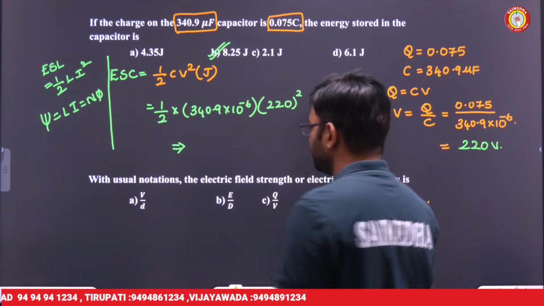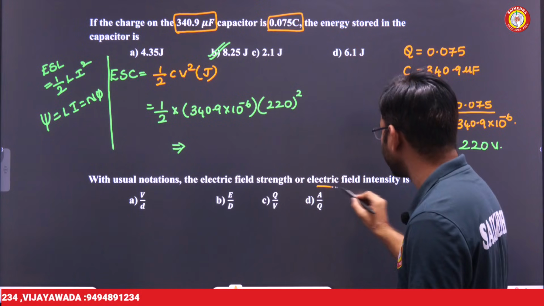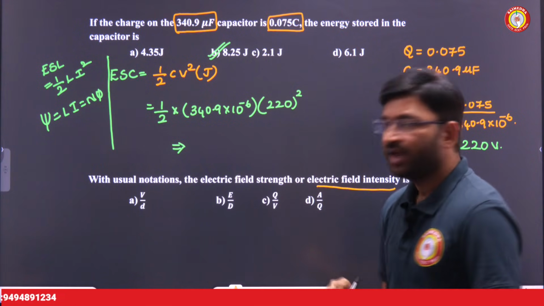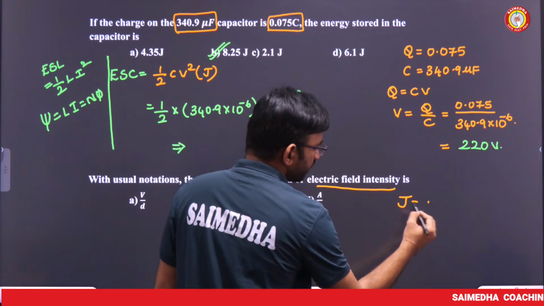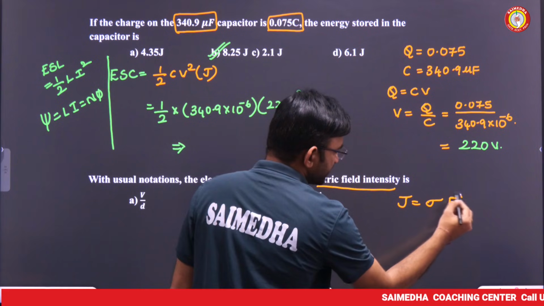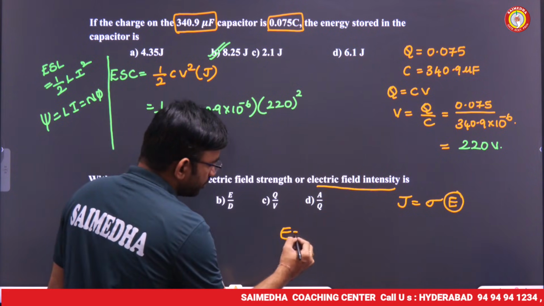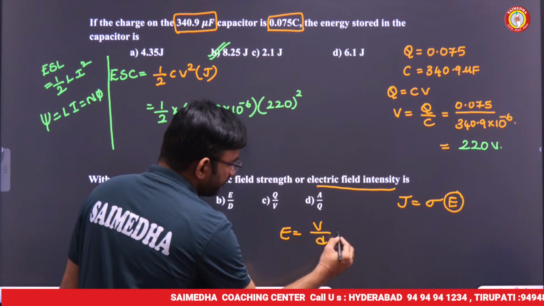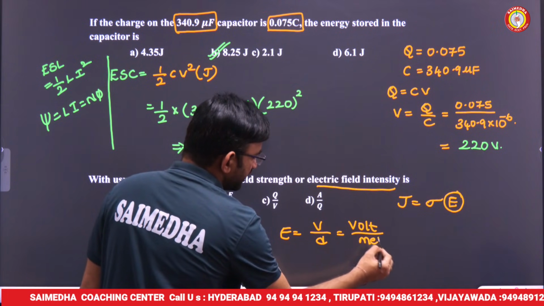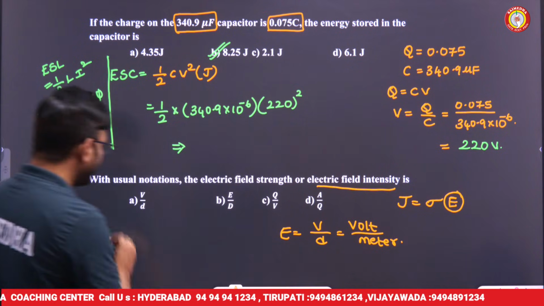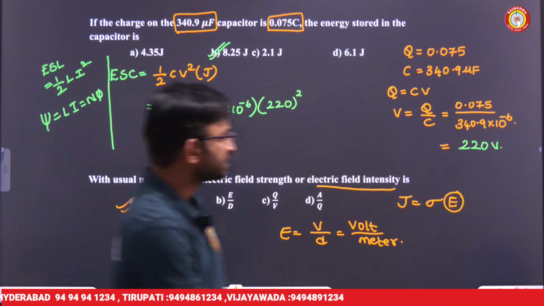Next one. With the usual notation, find the electric field strength or electric field intensity. We discussed electric field intensity in the case of Ohm's law: J equals sigma into E. This is nothing but the electric field intensity. Electric field intensity equals V divided by D, which is measured in volt per meter. Electric field intensity is equal to V divided by D.